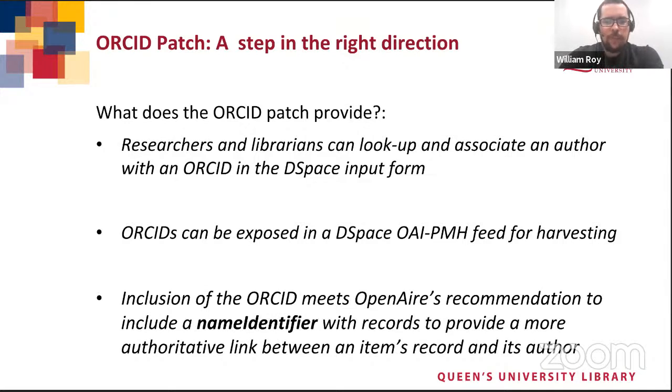But if you're not familiar, the reason why this is so significant is because the way ORCID typically works in DSpace is that it consults the external public API for ORCID. And DSpace does not track the ORCIDs within its own internal database and has thus no way of exposing them over the OAI PMH feed. So the patch actually allows for the XSL transform process to add ORCIDs in as an attribute to the DataCite creator element within the exposed OAI PMH feed. And the other thing it does is inclusion of the ORCID within the name identifier attribute to meet OpenAIRE's requirements.